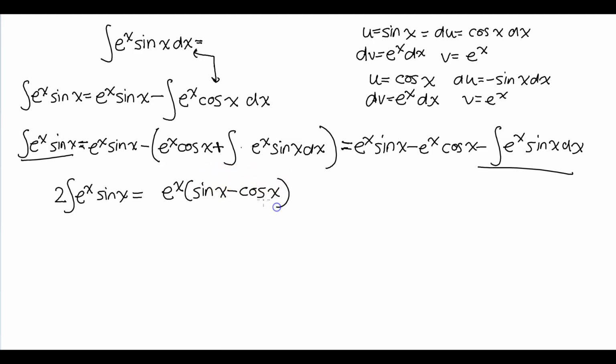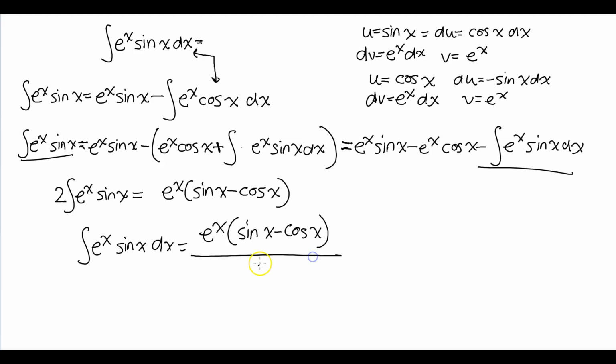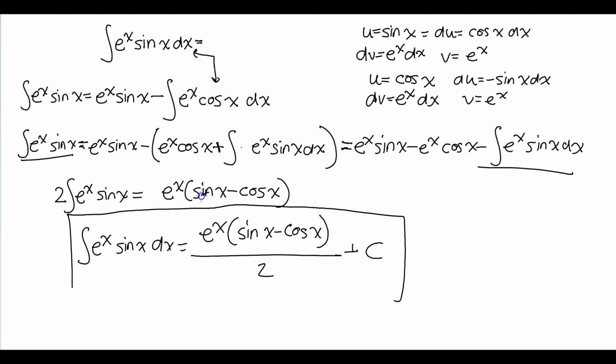Okay? And dividing by 2, you get this astounding result. E to the x sine of x minus cosine of x over 2. Can't forget your plus c. And that, my friends, is our integral. That is our integral.